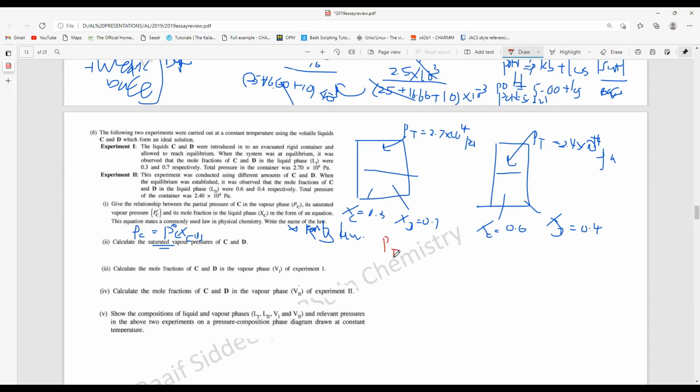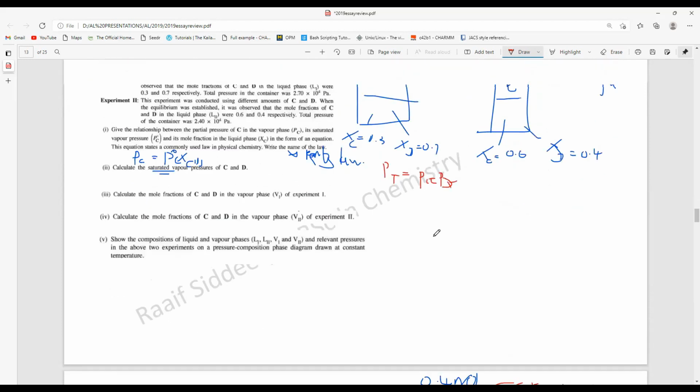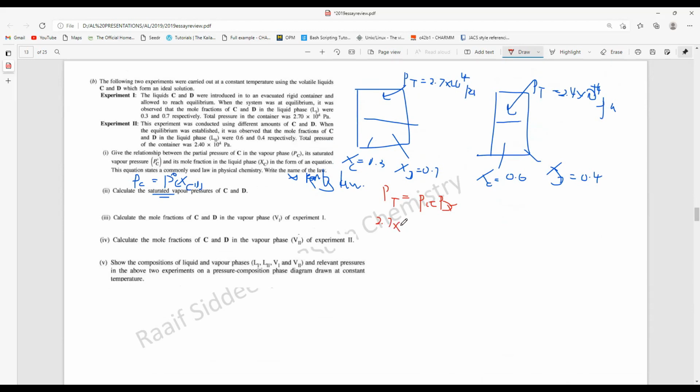So if I write here, the total pressure PT should be equal to PC plus PD, right? In both cases. So here PT, that is 2.7 × 10^4, should be equal to PC. For PC, I can write P naught C times XC, that is 0.3, plus for PD, I can write P naught D times 0.7. And in the same way, for this system also, I can write 2.4 × 10^4 should be equal to P naught C times 0.6 plus P naught D times 0.4. P naught C and P naught D will not be changed because those are saturated vapor pressures. Okay, so at this temperature, it will not change.